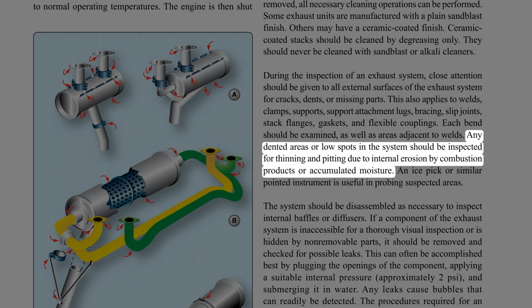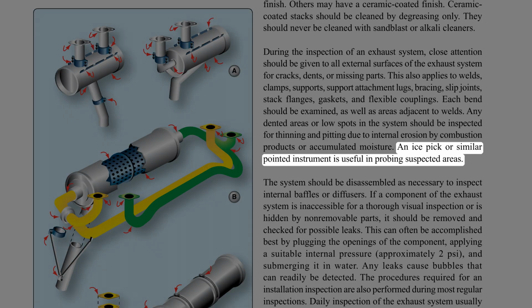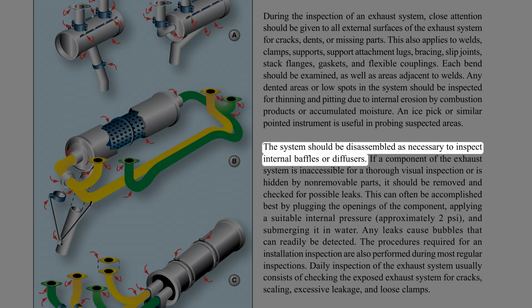Any dented areas or low spots in the system should be inspected for thinning and pitting due to internal erosion by combustion products or accumulated moisture. An ice pick or similar pointed instrument is useful in probing suspected areas. The system should be disassembled as necessary to inspect internal baffles or diffusers.